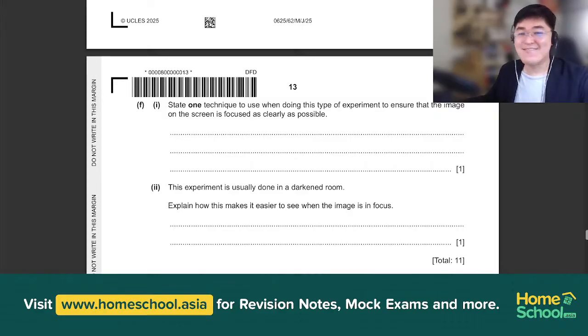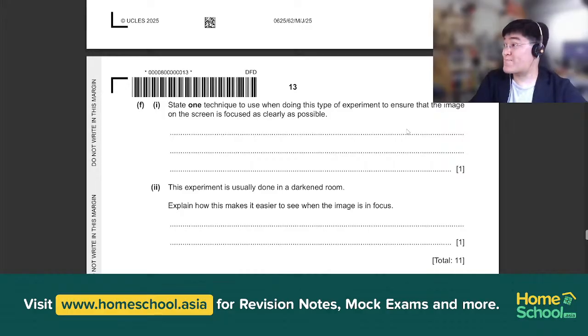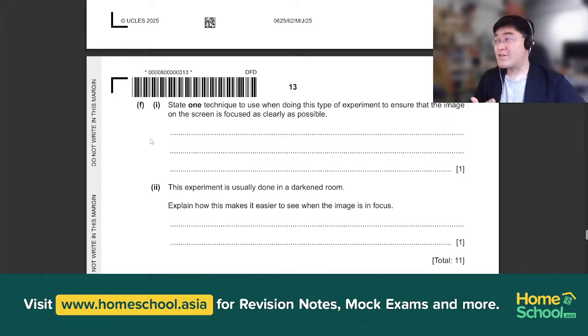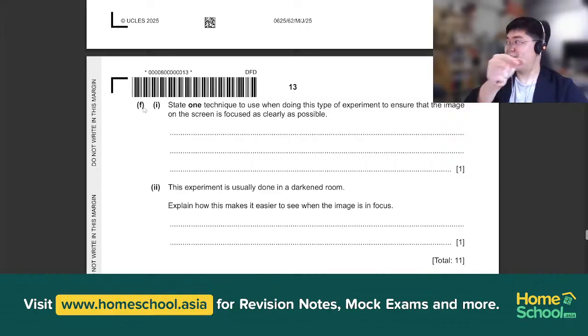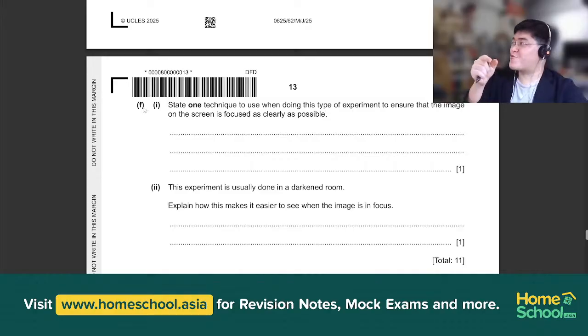Let's go on to part F. State one technique to use when doing this type of experiment to ensure that the image on the screen is focused as clearly as possible. If you remember just now, they take the lens and move it towards the screen to achieve focus. How are you going to achieve focus? Of course, you don't just yoink it or move it quickly. You have to move slowly to determine the sharpest image possible.